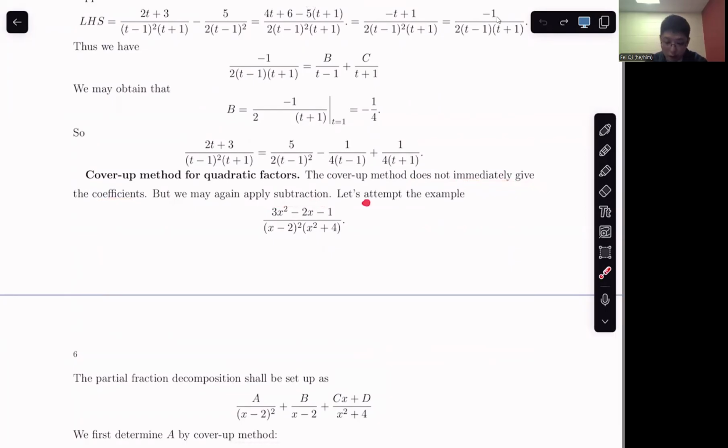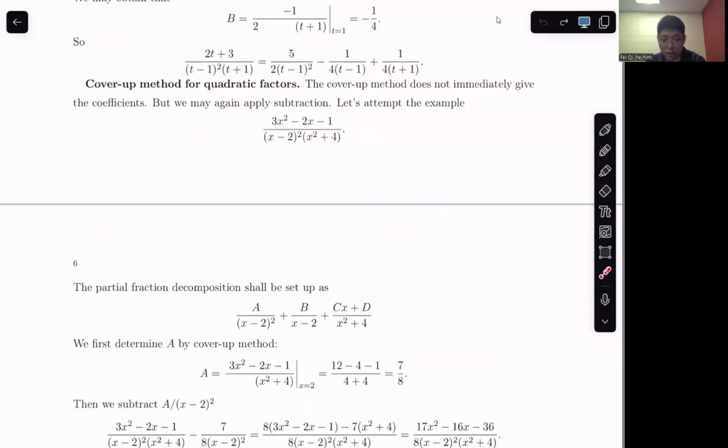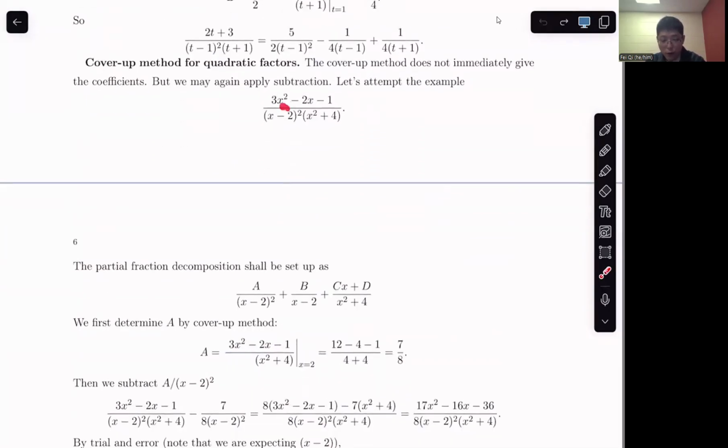So let's just attempt the example: (3x squared minus 2x minus 1) divided by (x minus 2) squared times (x squared plus 4). So remember, first of all, for the linear factor of x minus 2 squared, because it's the second power, we need to start from the highest power and go all the way down to 1.